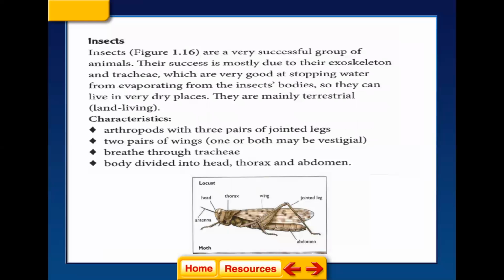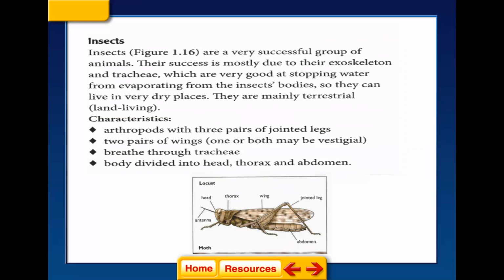The first group of arthropods are insects. Insects, as shown in the figure, are a very successful group of animals. Their success is mostly due to their exoskeleton and trachea. This is the respiratory structure they use to breathe, which is very good at stopping water from evaporating from the insects' bodies. So they can live in very dry places.